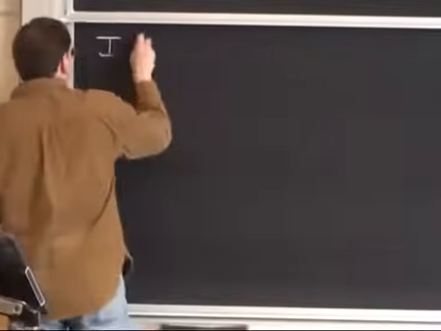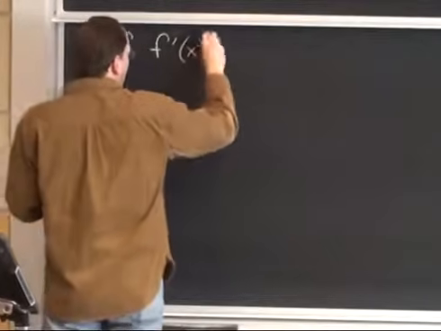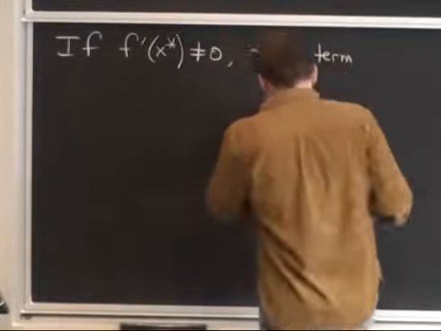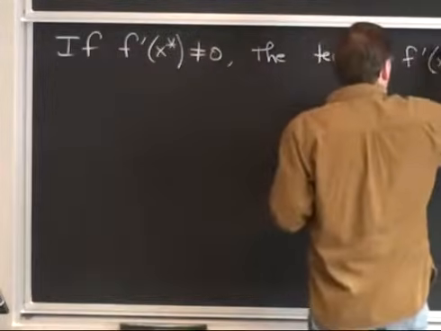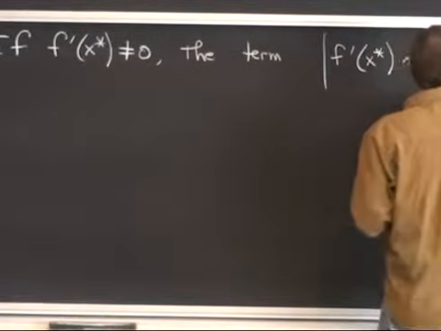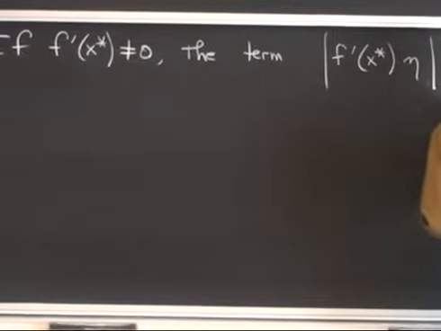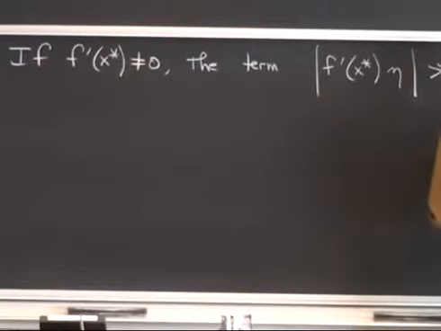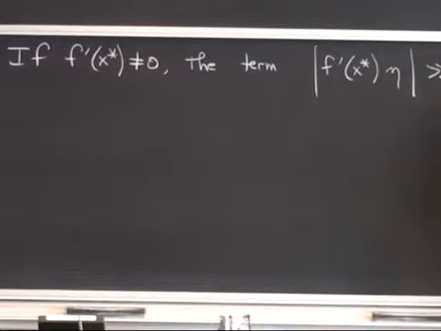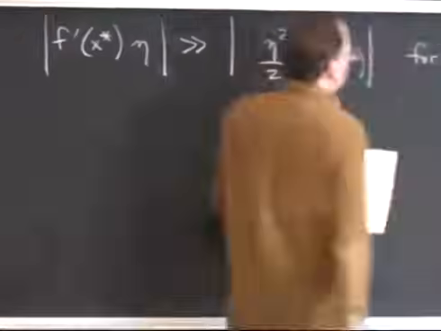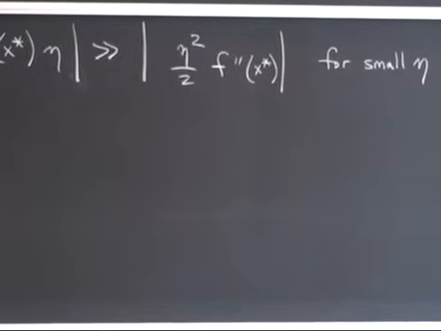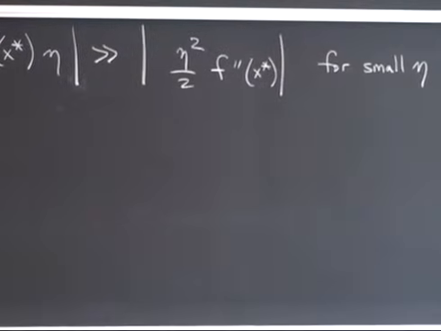So if f prime at x star is not 0, this term in magnitude is much greater than this term, for small eta. And so for that reason, we'll just neglect that eta squared term. And that gives us the linearization.